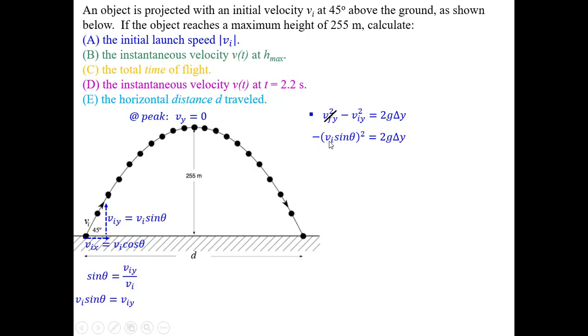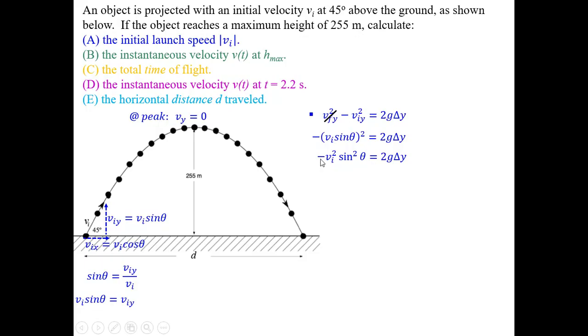So in parentheses here, I just substitute that statement. VIY is just VI times sine of theta. But then we're going to square this whole thing. You notice here the square is outside the parentheses, so you need to distribute it to the VI and also to the sine function itself. So I'm going to do that.